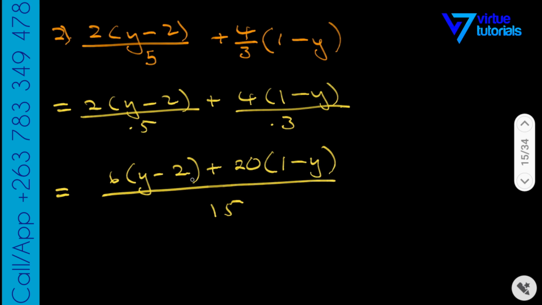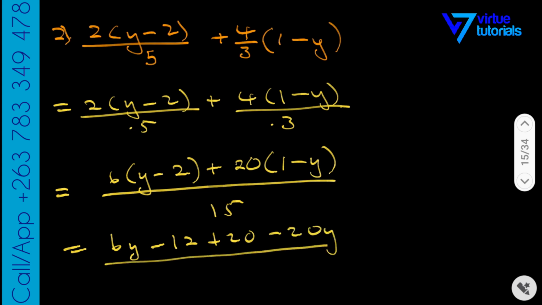So if we multiply this, right, we'll get 6y minus 12. 6 times y is 6y. 6 times 2 is 12. Plus 20 times 1 is 20. And then 20 times minus y is minus 20y.